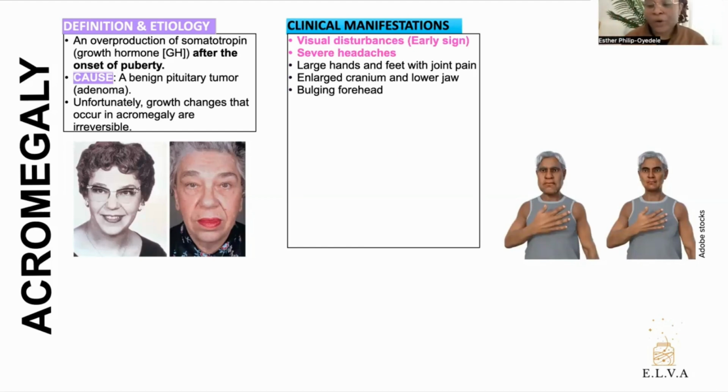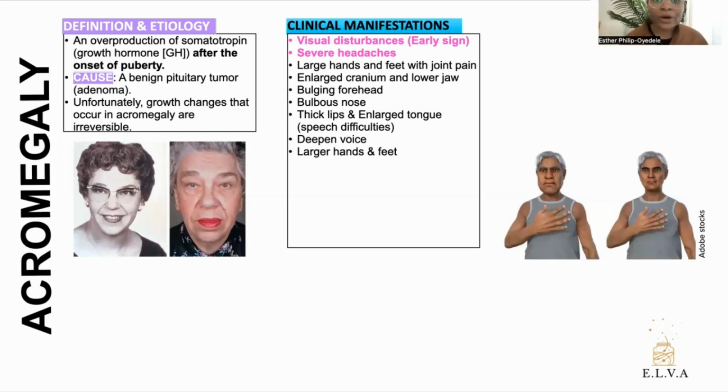Their forehead is bulging. Their nose looks more bulbous, just looks bigger. Their lips also get thicker. Their tongue also gets bigger. So now that kind of affects their speech, so their speech might not be as clear. And if the tongue is really big, it might even be causing some airway obstruction. All right. So that's definitely a big one we want to pay attention to.